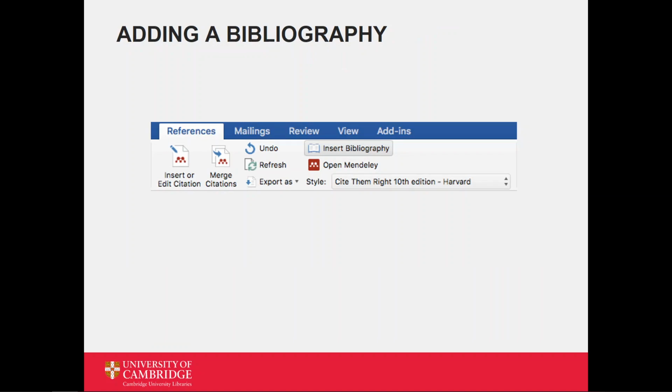Once you've done adding citations, you'll need to generate a bibliography. Ensure your cursor is positioned where you want your bibliography to appear and press the Insert Bibliography button. It just takes one click. Mendeley will now look through your manuscript, pick out all the citations you've added and order them into a list. The exact ordering and appearance will depend on your citation style.